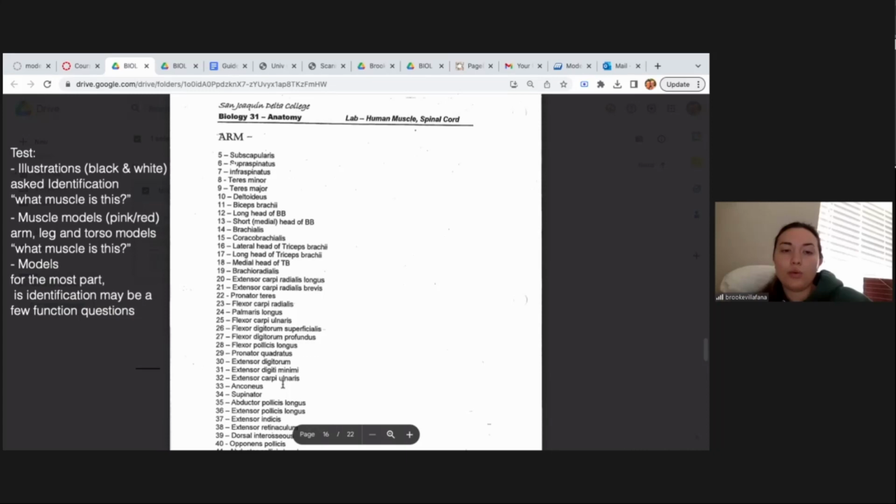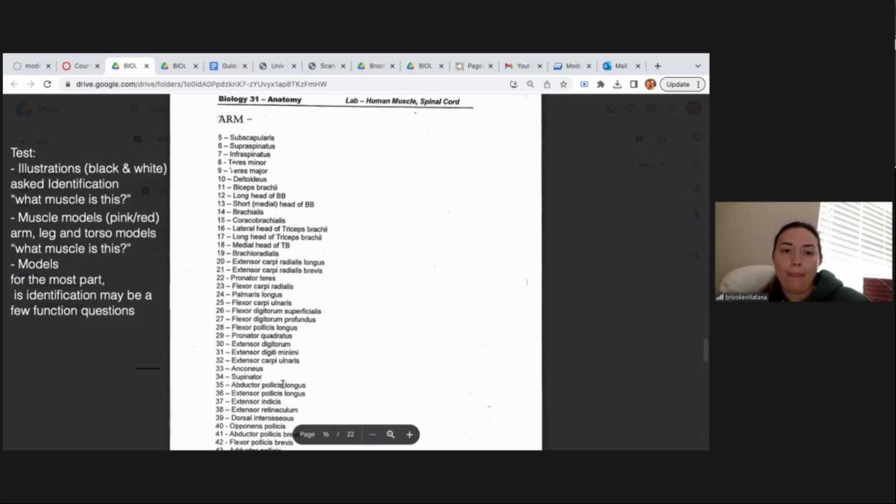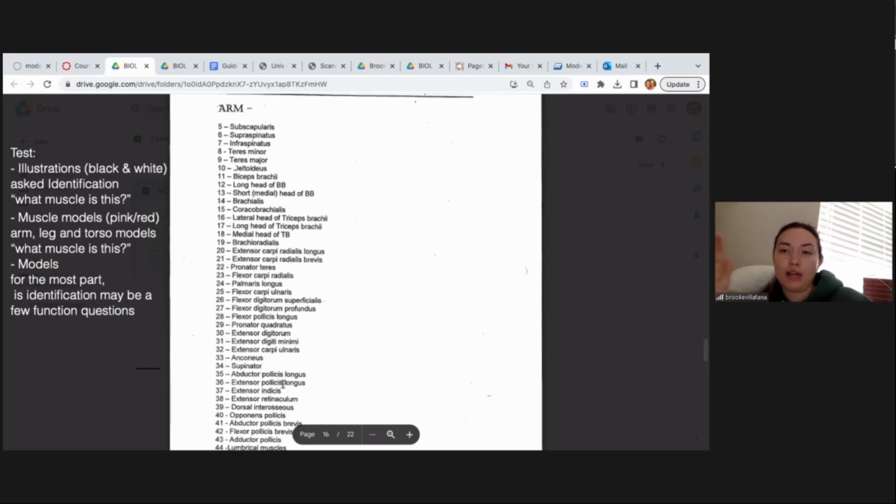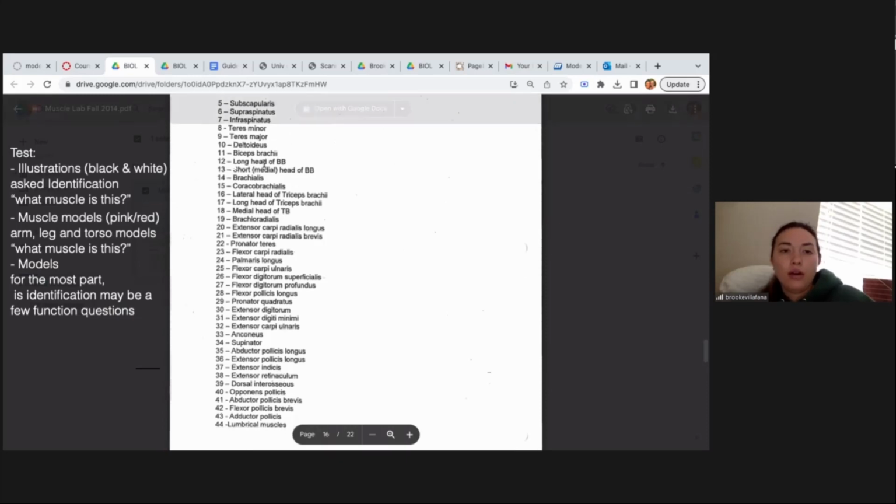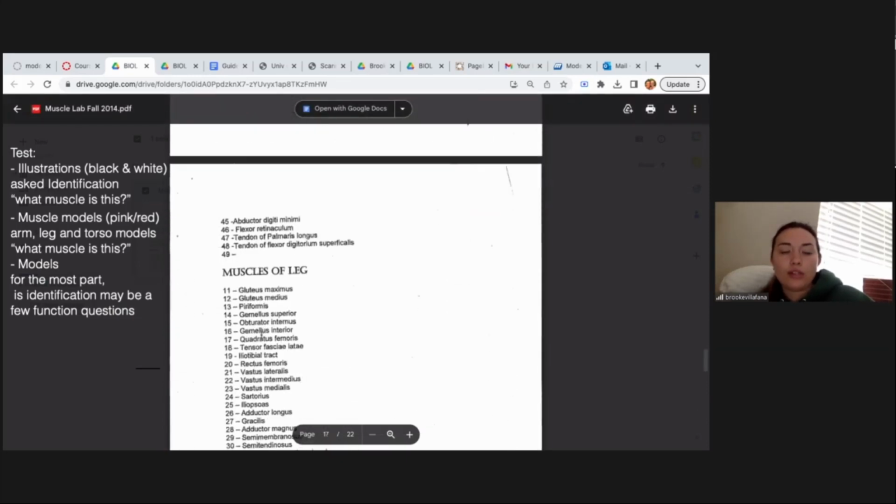I'll be honest with you, when I took the lab exam, I think I saw every single muscle on the lab exam. Like I said, it's not like the bones. There's a lot more muscles you can be tested on. And when I took the exam, it was actually completely 100% fill in the blank. All right, so that's your arm list.